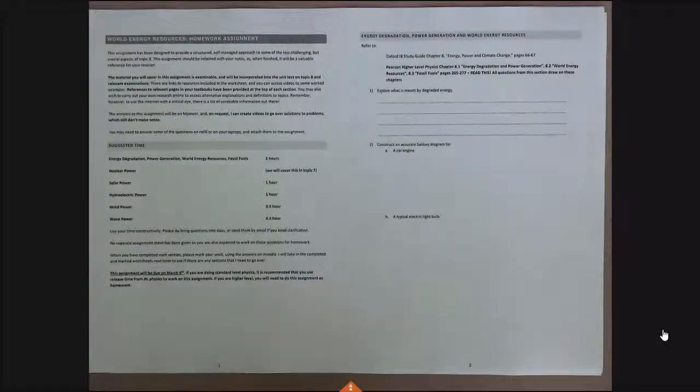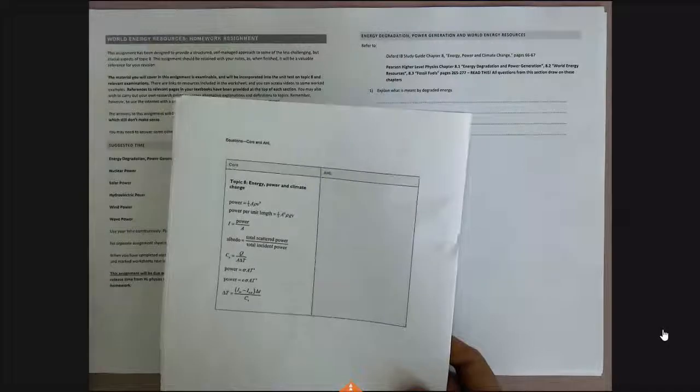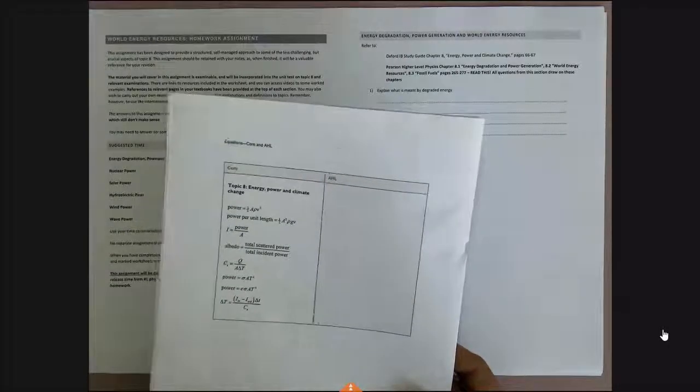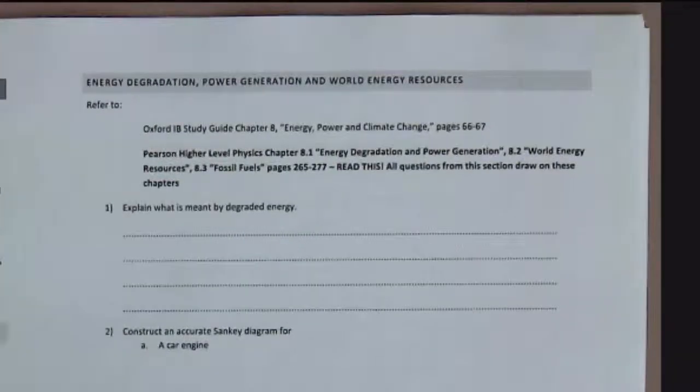And then we also have this data booklet, which has a few of the equations that you're going to need. Not much. In fact, it's only the top two here that we're going to be using for this worksheet. Okay, so the first topic that we're going to look at is energy degradation, power generation, and world energy resources. So I'm just going to go through this. I'm going to answer a couple of the questions just to give you some indication of how to do it, and just talk a little bit about the other ones.